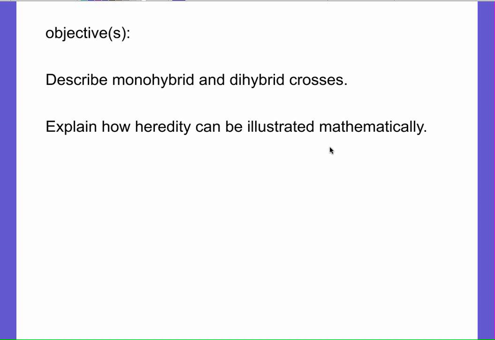All right, so we're working on biology notes here for section 5 of chapter 6 on traits and probability. Your objectives in this section are to be able to describe monohybrid and dihybrid crosses. We're going to do some Punnett squares to keep track of traits in these crosses, and you need to know how to do that. And then we're also going to talk about how heredity can be illustrated mathematically.